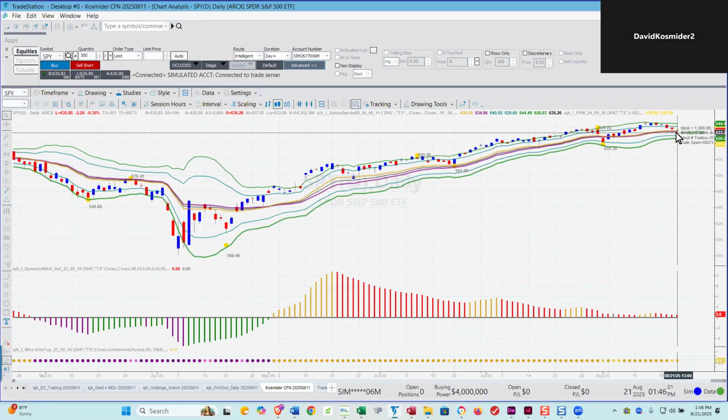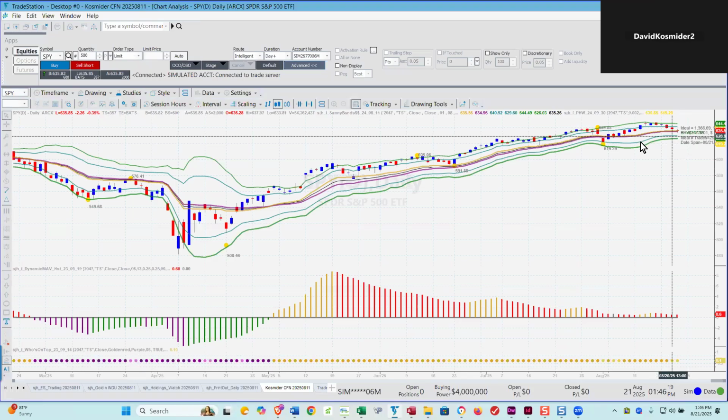But I don't know if I trust that because tomorrow we've got a big Fed meeting. It could move sharply down on the news that we're going to leave interest rates the same. So we'll see what happens tomorrow. I'm expecting it to drop.